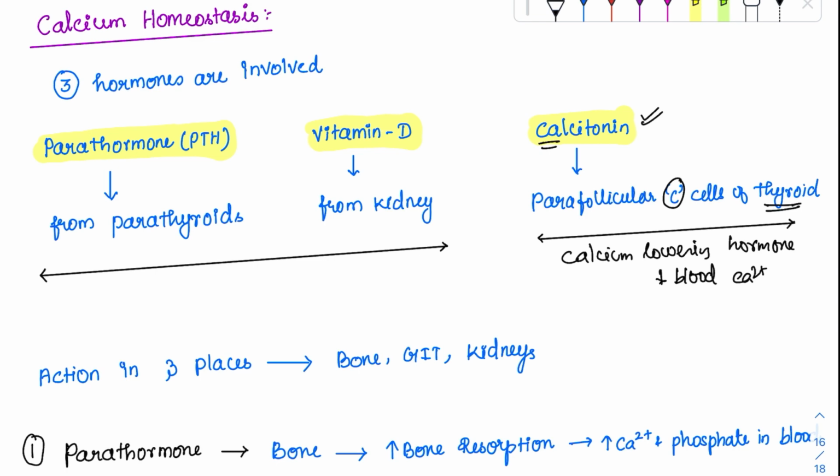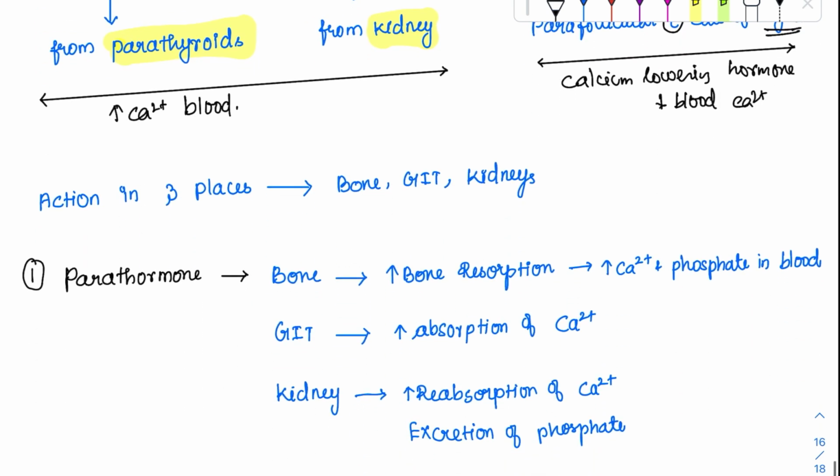But the other two hormones, we have grouped them here. What is their function? These two will increase the calcium levels in blood. Parathormone is produced from the parathyroids, and vitamin D is produced by the kidneys. So now let's discuss their individual actions. All these hormones will act in three different places, that is the bone, GIT and kidney.